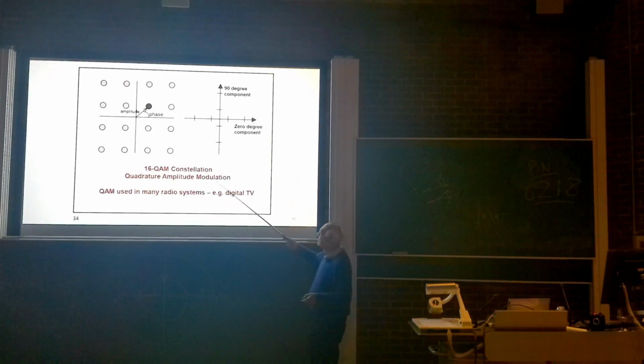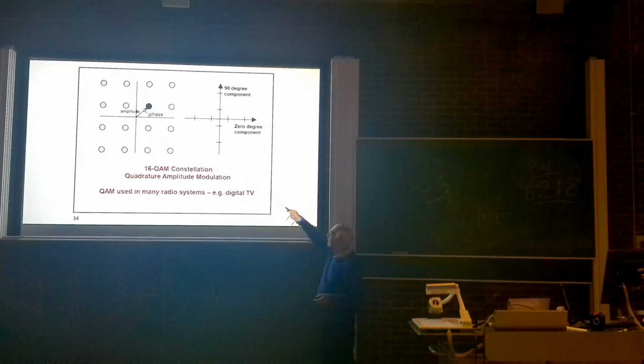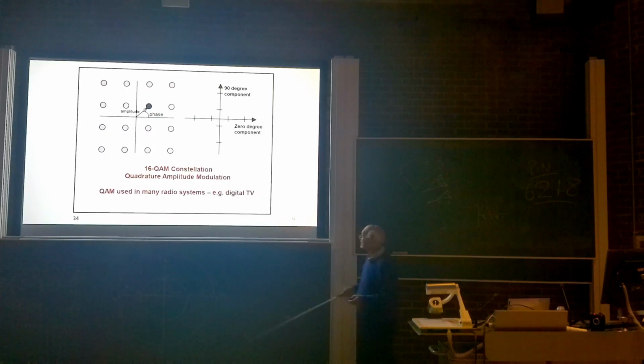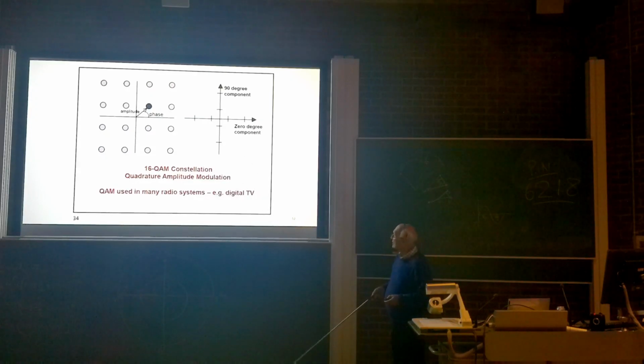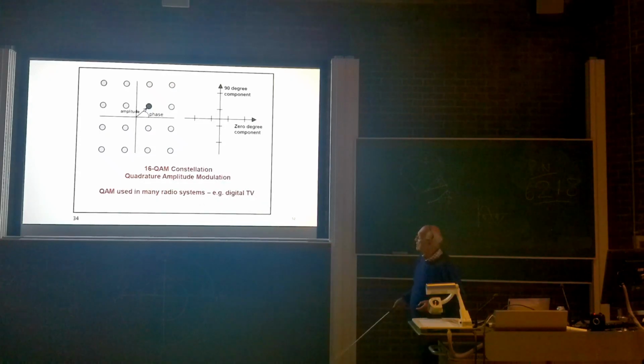This is an interesting one. This gives you a clue of the modulation type. 16 quaternary amplitude constellation modulation, where you have amplitude in one direction and phase in the other direction, and that's the system which is used for your digital TVs. It's used also in the mobile phones.